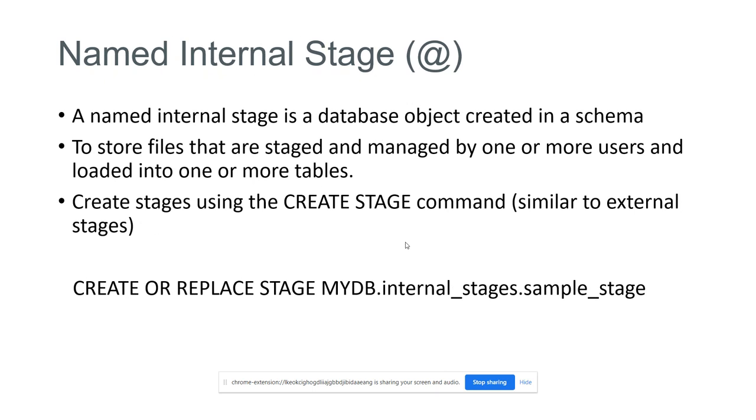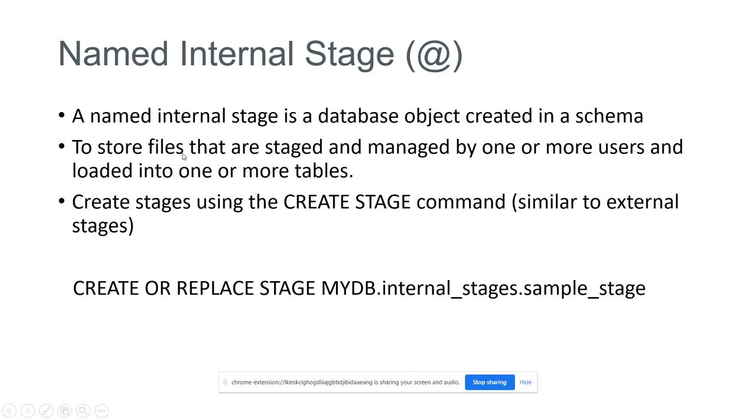Okay, for that purpose we have a stage called a named internal stage. A named internal stage is a database object created in a schema. So unlike user and table stage, this is a database object. Those are not database objects. We are not going to create them. Whenever we create a user or table, by default they will come. By default some staging area will be allocated to user and table. But here the named stage is a database object. That means we have to create that stage.